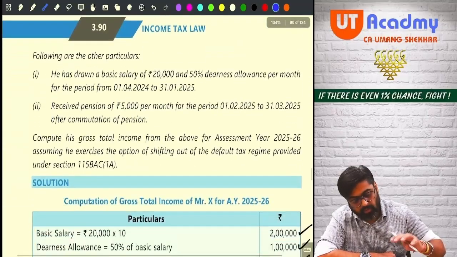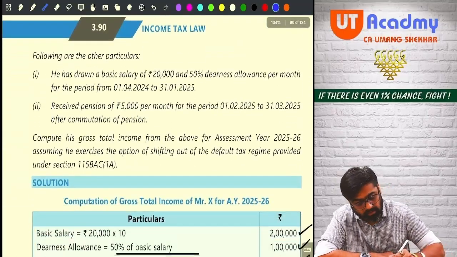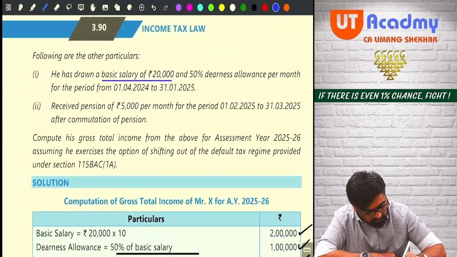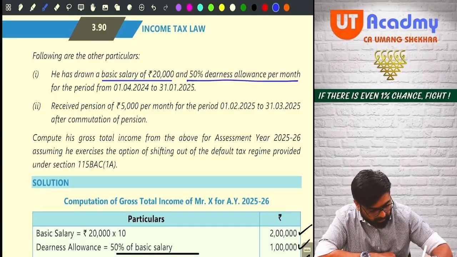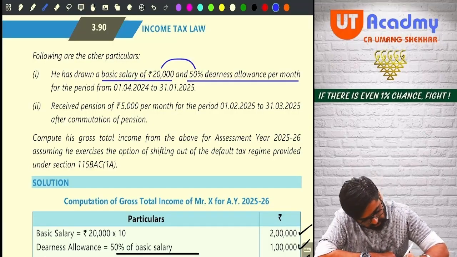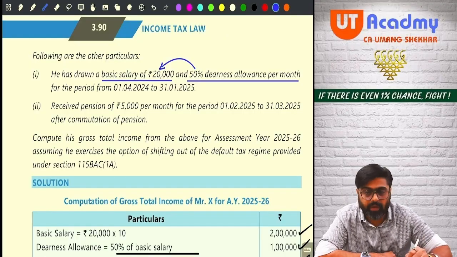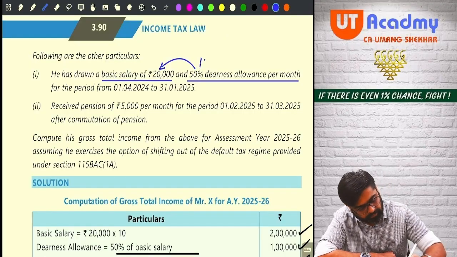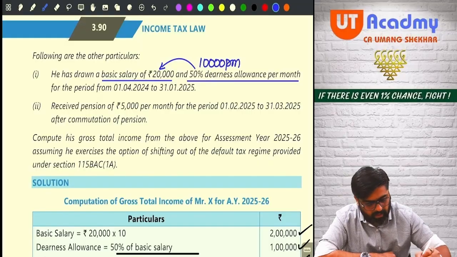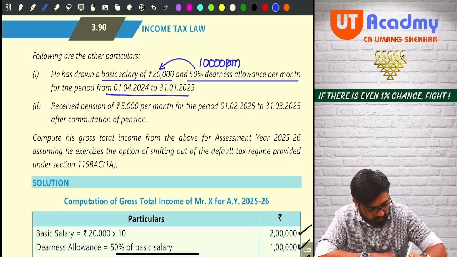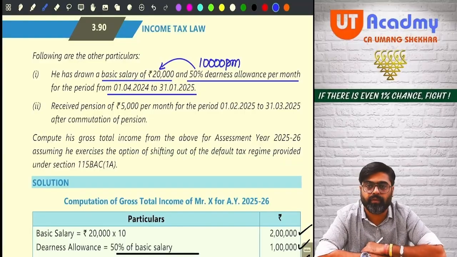Now let's see the following other particulars. He is receiving a basic salary of 20,000 and 50% DA per month, meaning that 50% of this basic he is getting as DA. So 50% will be 10,000 per month, for the period from 1st April 2024 to 31st January 2025.